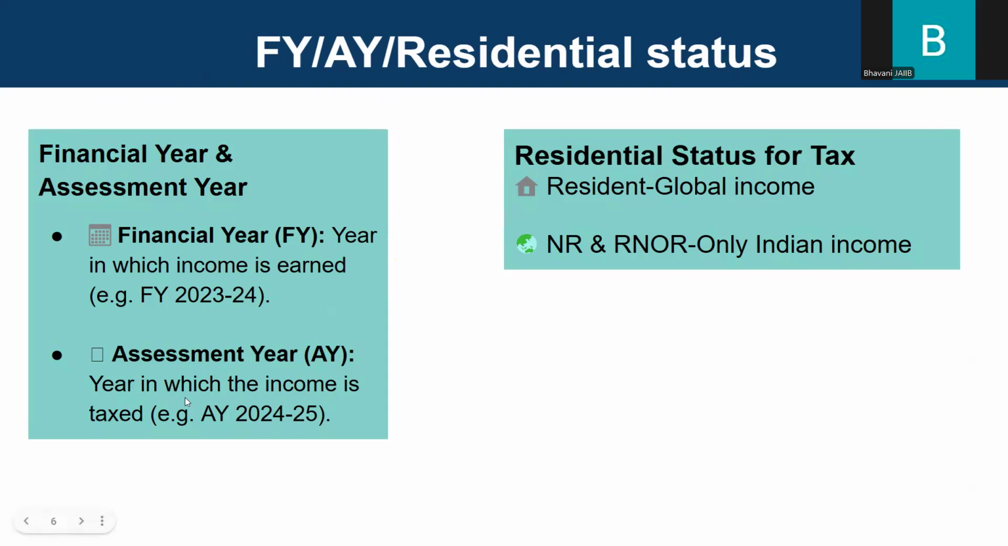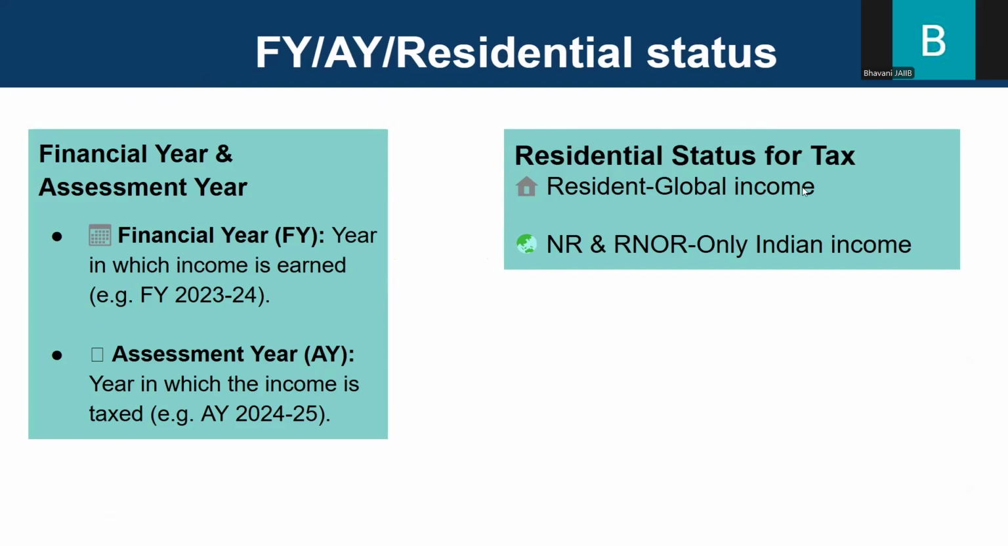The assessment year is the year in which the income is taxed. That is, we first earn and then we are taxed, right? For example, you have earned for the year 2023-24. The assessment year will be the one after that. So, the year in which the income is taxed, that is 24-25, is the assessment year. So, that is about the financial year and assessment year. There's no confusion. Financial year is the year in which the income is earned by the person, and following that, the next year is when you will assess the tax.